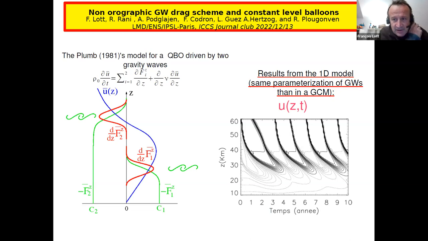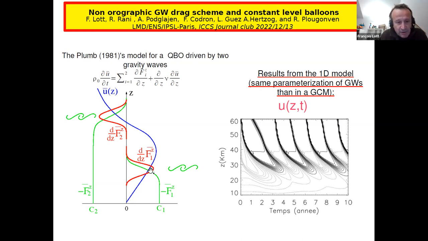In the tropics, the quasi-biennial oscillation has a cause which is well known, and is well explained by the Plumb model for the QBO, where it is just driven by a pair of gravity waves. C1 is a phase speed, C2 is a phase speed. Waves with positive phase speed, when they propagate up, have a tendency to give a positive acceleration, and waves with negative phase speeds have a tendency to provide negative acceleration. What's important is that they break at different places.